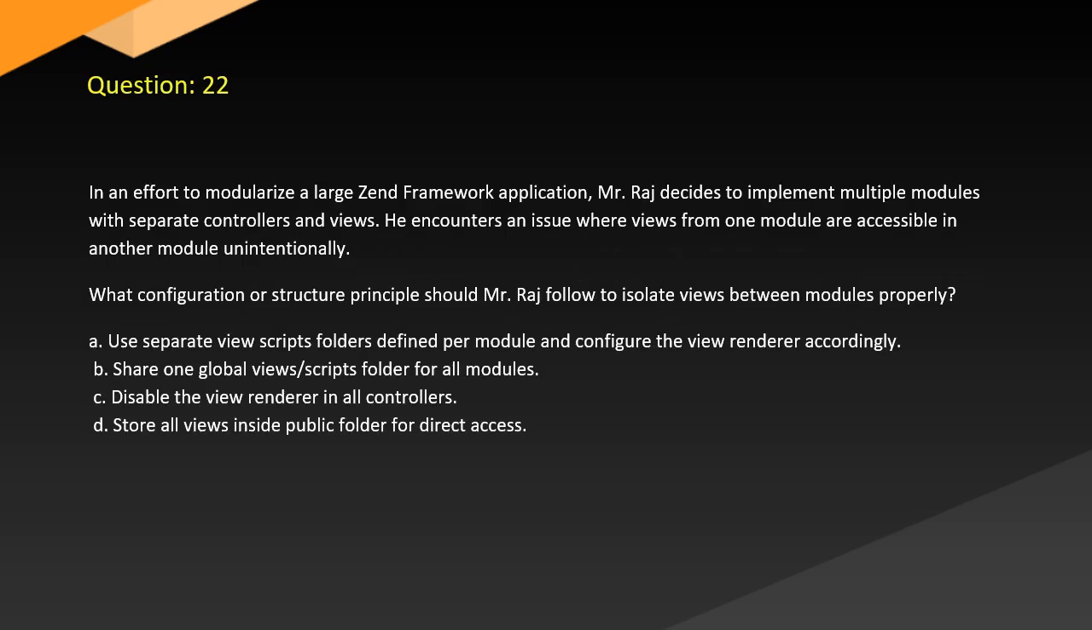Question 22. In an effort to modularize a large Zend Framework application, Raj decides to implement multiple modules with separate controllers and views. He encounters an issue where views from one module are accessible in another module unintentionally. What configuration or structure principle should Raj follow to isolate views between modules properly? A. Use separate view scripts folders defined per module and configure the view renderer accordingly. B. Share one global view scripts folder for all modules. C. Disable the view renderer in all controllers. D. Store all views inside the public folder for direct access.